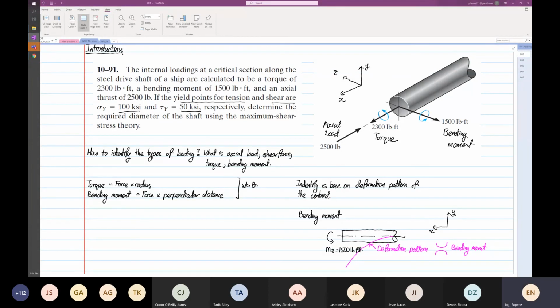and now we have a torque going this way. So this is the torque, and it's equal to 2,300 pound-feet. Now, this line I've drawn is known as a centroid. This line I've drawn, that is also the centroid. Can someone tell me, due to the torque?